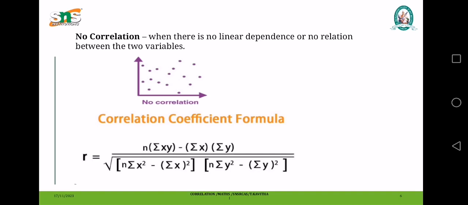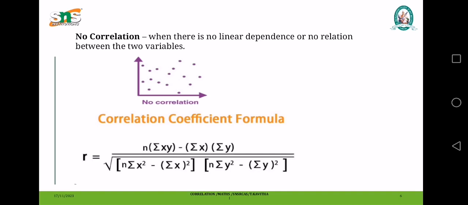And the correlation coefficient formula. The simplified correlation coefficient formula is denoted by r, that is r is equal to n into summation of xy minus summation of x into summation of y, divided by root of n into summation of x square minus summation of x the whole square, into root of n into summation of y square minus summation of y the whole square. This is the simplified formula for correlation coefficient.